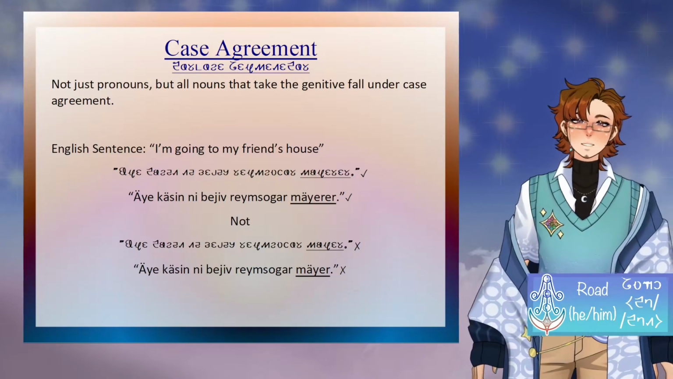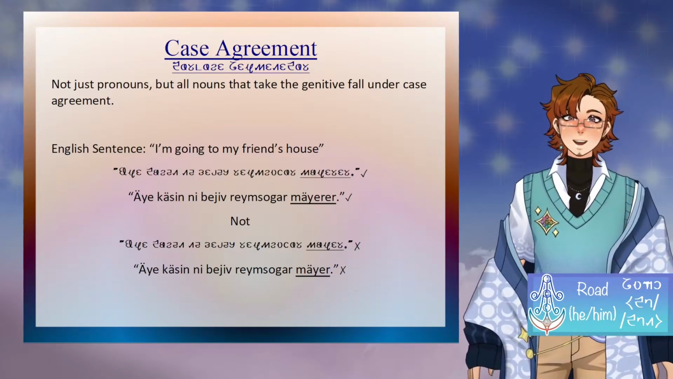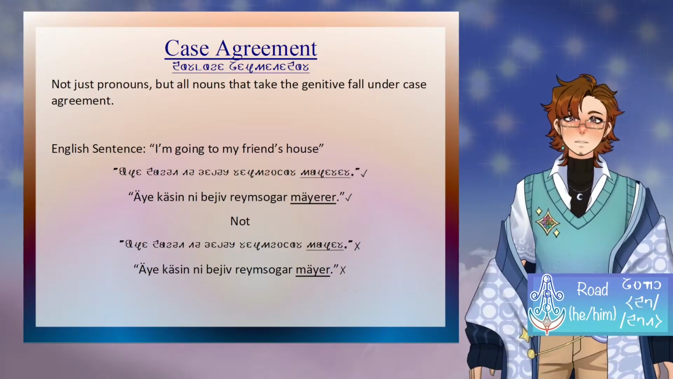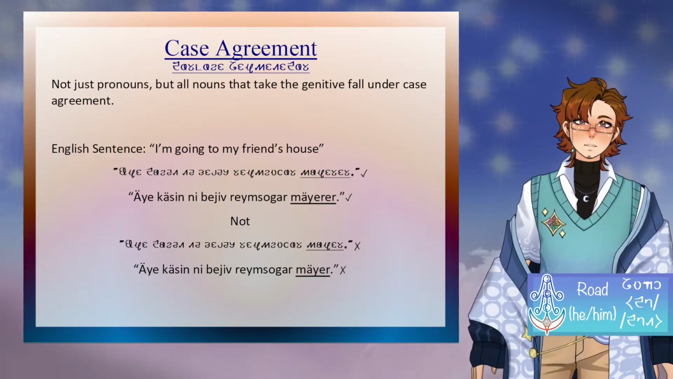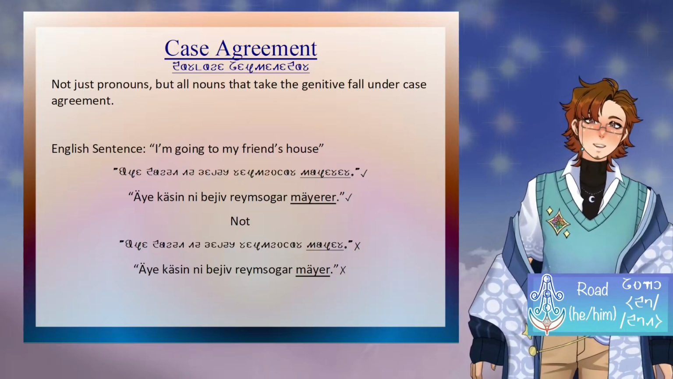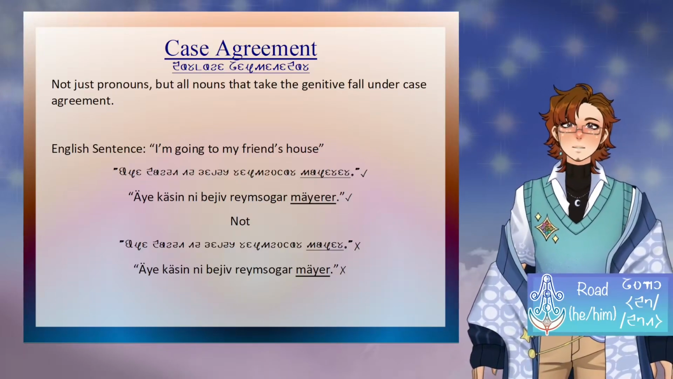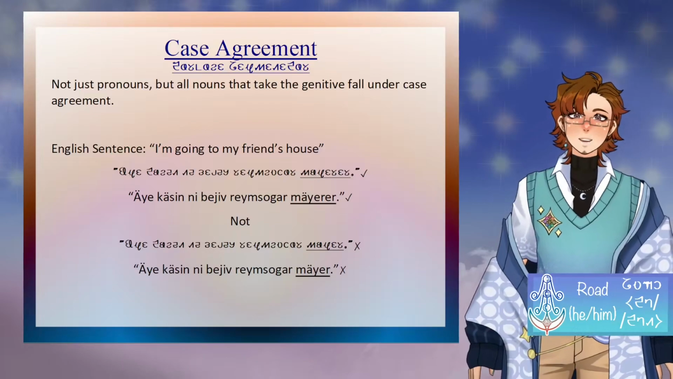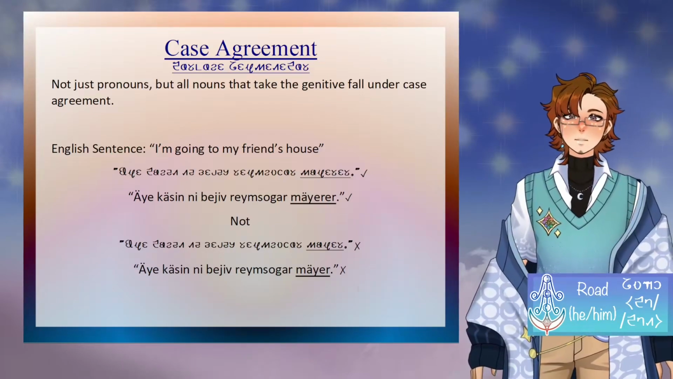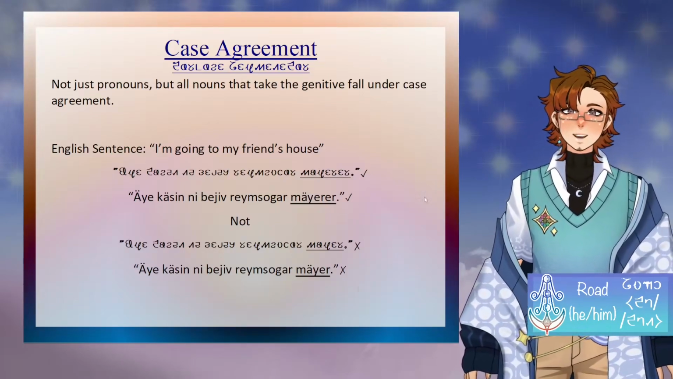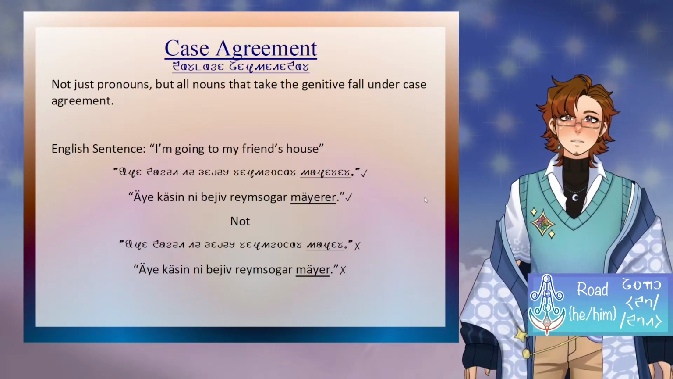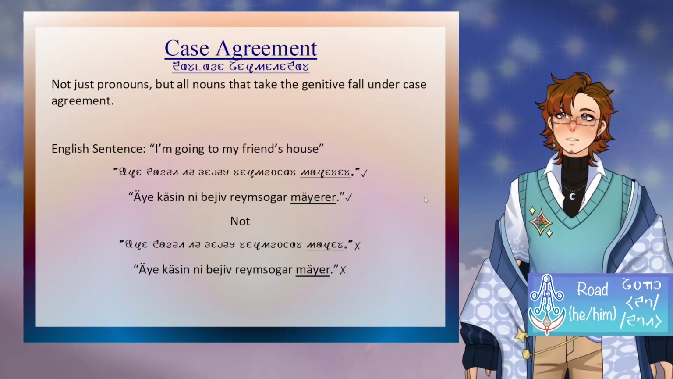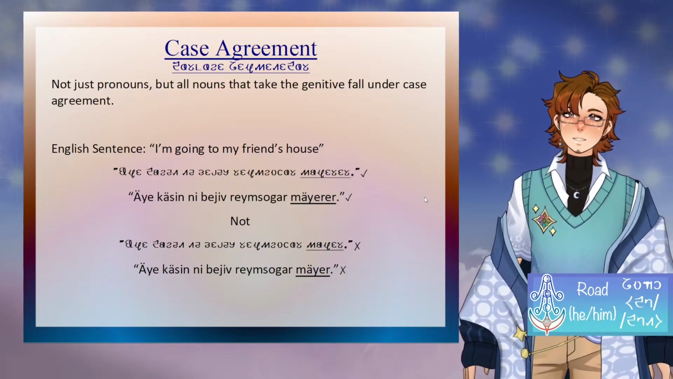How do we do that? By the objective case combined with the genitive for the phrase. Hence, maierer. If you want to double check on what all the pronouns are, be sure to check out the first slide, which has the complete list. But what's with that extra AR at the end of friend? Typically the word reimzug, friend, is just that, reimzug. Is it another form of case agreement?